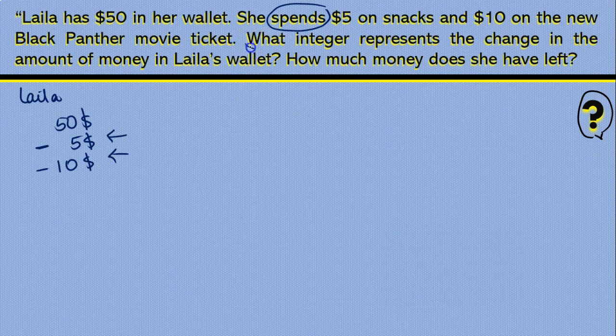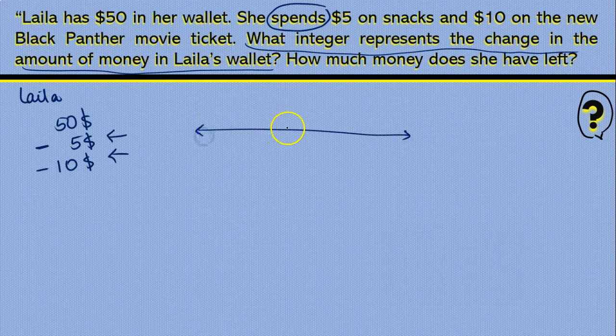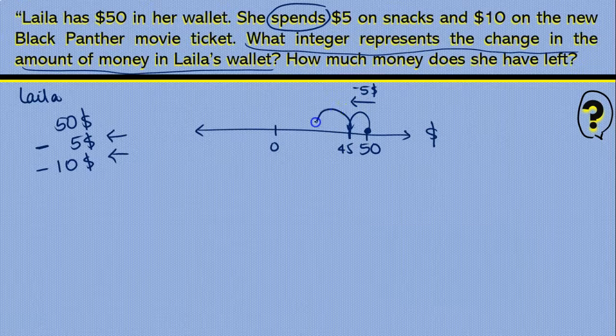When they're asking us what integer represents the change in the amount of money in Laila's wallet, it's usually better if we write it down in the number line. So the amount of money Laila has is initially $50. Then she spends $5, so we're going to move to the left in the number line, meaning she was left with $45 after buying the snacks. After buying the ticket, she spends another $10. So again, moving to the left, because it's a negative number, she's going to be left with $35.